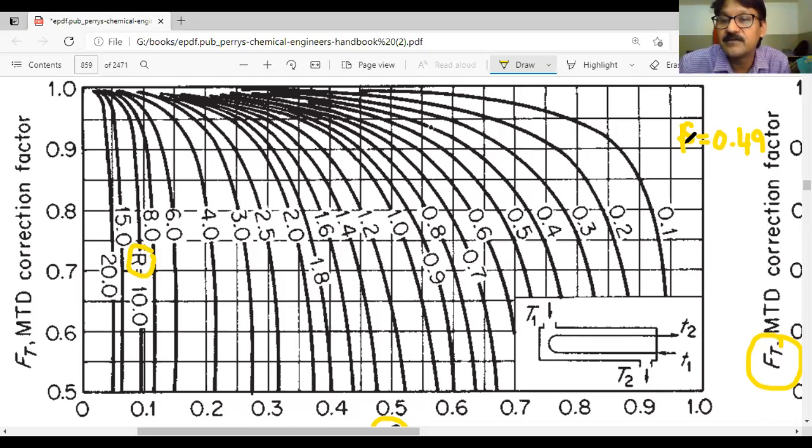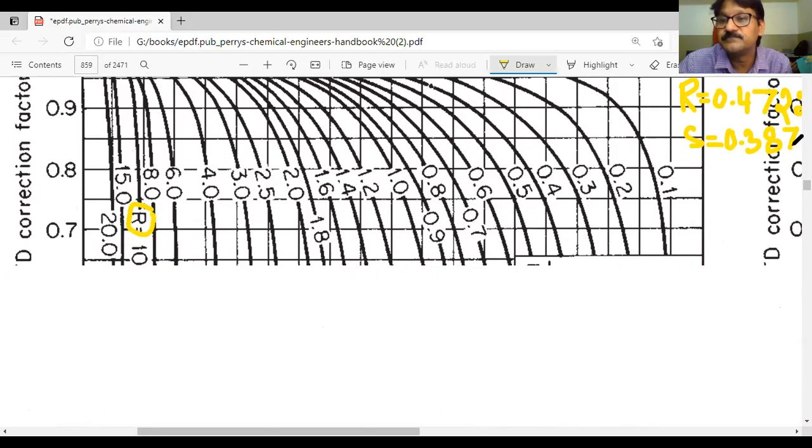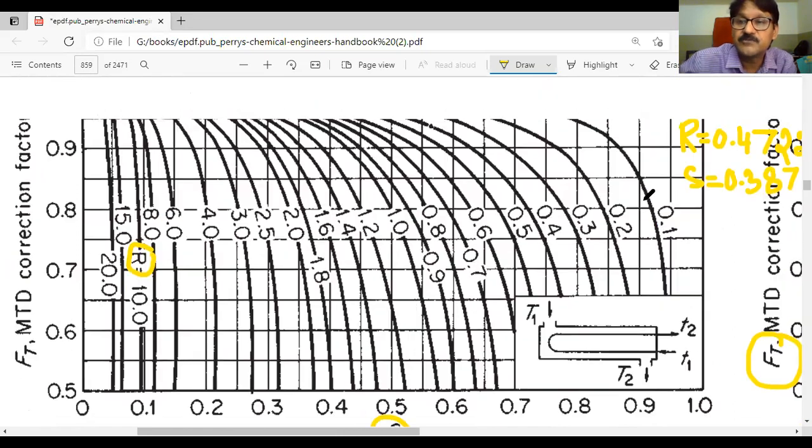This is the R value, right? The R value is 0.4722. I'll write it: 0.4722, and the S value is 0.3871. First, what do you do?